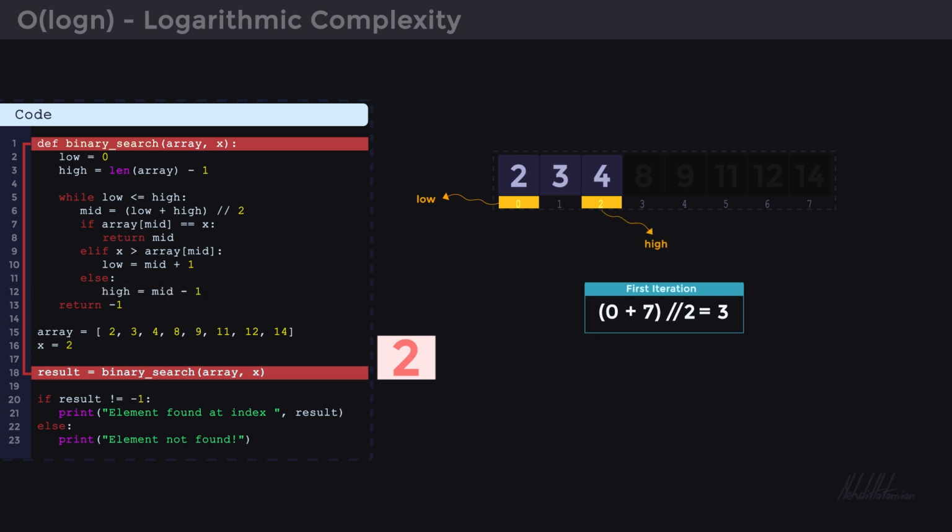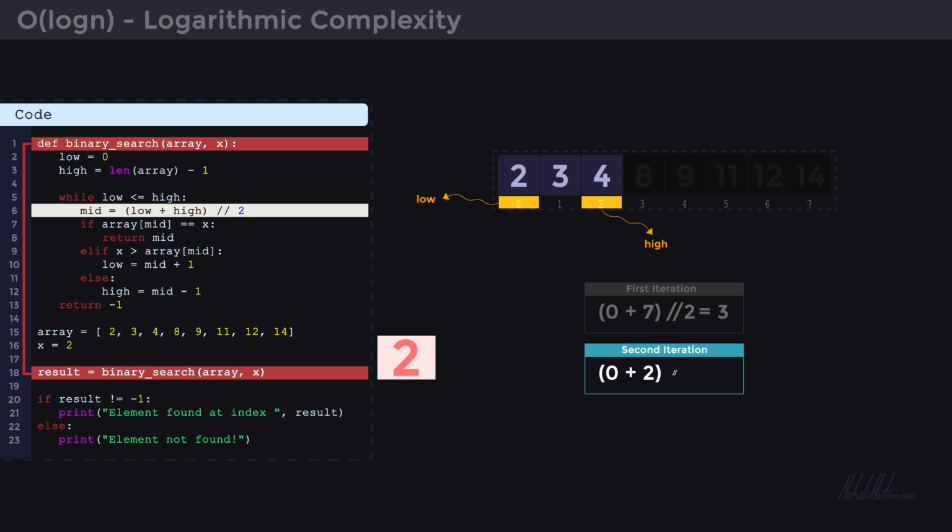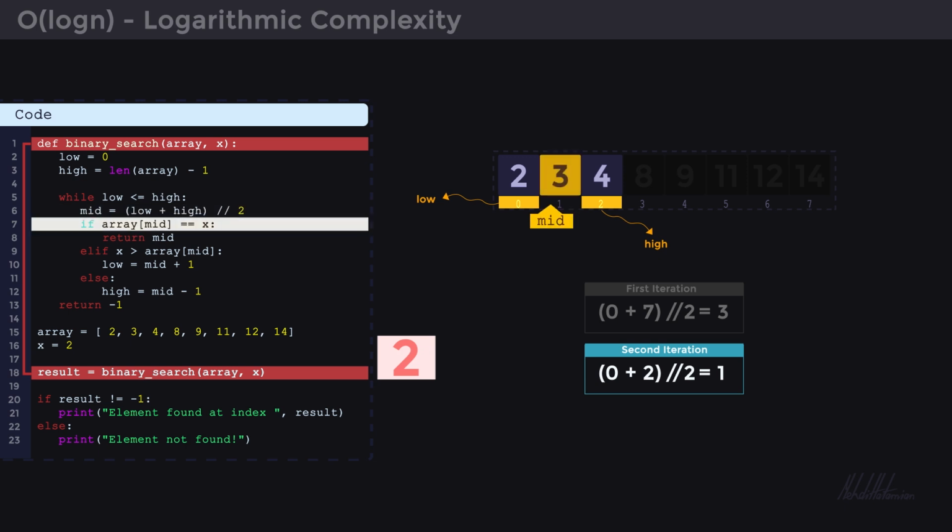Let's move on to the second iteration. Calculate the new middle element in the following line as we did previously. 0 plus 2 becomes 2, and 2 divided by 2 becomes 1. Therefore, the new middle element is located at index 1 with a value of 3.